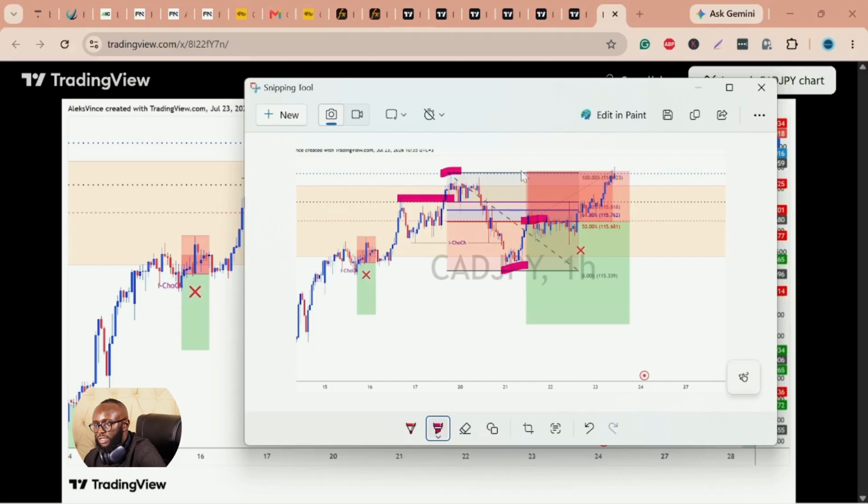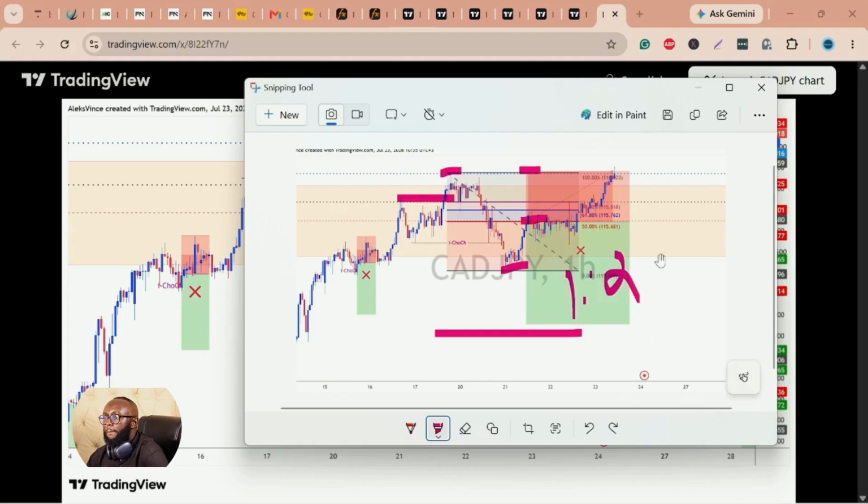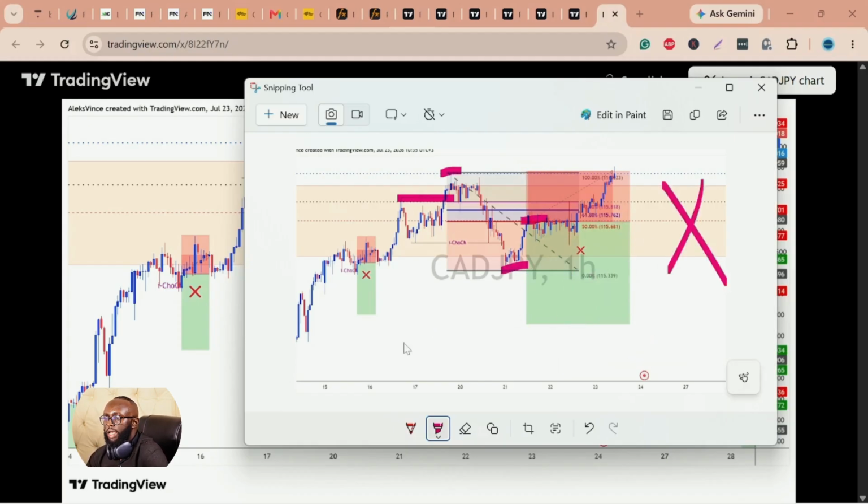So my entry was here, stop loss just above here, and the take profit just below here, down here. So this was a 1:2 risk reward ratio trade. But as you can see, this was not a winning trade. So this was a losing trade. Yeah, just to also show you that you will not have all trades going your way. You will have a couple of trades which are winners, and also other trades which are losers. And also, if you do the break-even model, you'll also have some break-even trades.